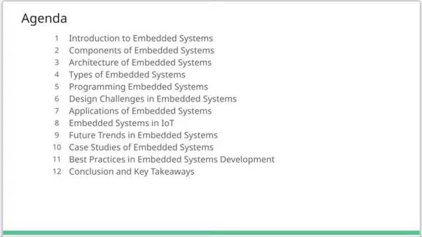Next part we will be diving into how to program, how to give the instructions to the embedded system. What are the challenges in designing this embedded system, that we will be discussing. Next, the typical applications of different types of embedded system. Then nowadays, we have heard this buzzword Internet of Things, so how embedded systems are implemented or connected with the IoT. Then we'll give an outline of future trends in embedded system, and a few case studies on embedded system.